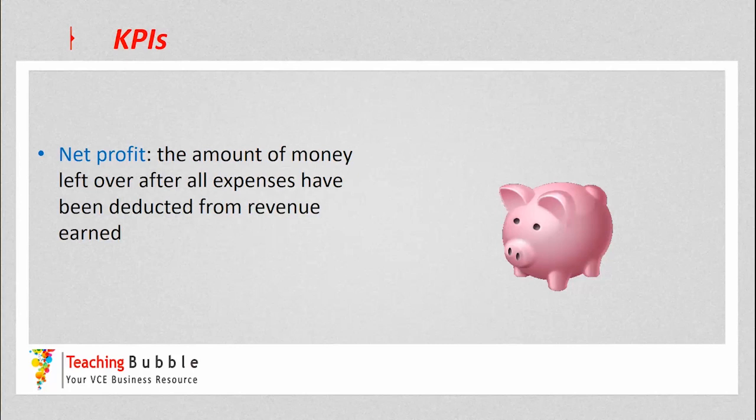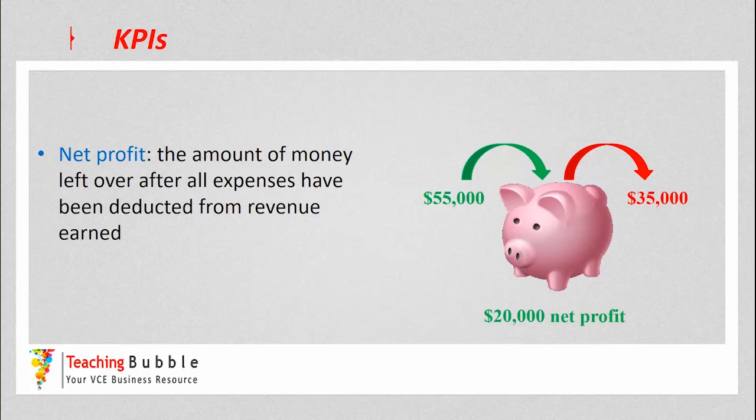Revenue is the money that comes into the business through the sale of its goods and services, and expenses represent all the money flowing out of the business that's used to actually sell those goods and services. If we look at a really basic example, we have a business that's bringing in $55,000 worth of revenue. However, to operate the business in order to make those sales, the business has $35,000 in expenses leaving the business. So what's left over is net profit, and that is $20,000 worth of net profit.